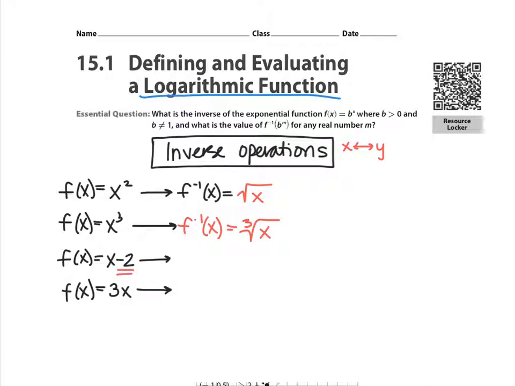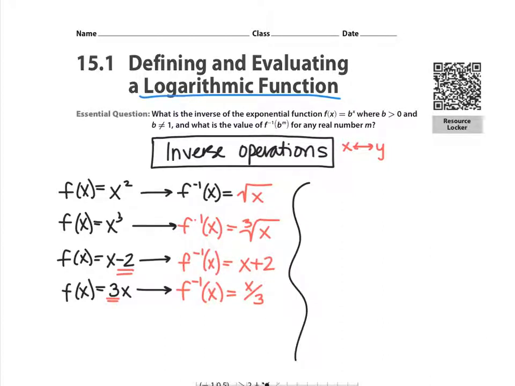To undo subtraction, we add. So the inverse of x minus 2 is x plus 2. The inverse of being multiplied, so this is times 3, the inverse of that is to divide by 3, so that's x divided by 3. All right, those are all inverses that you know.